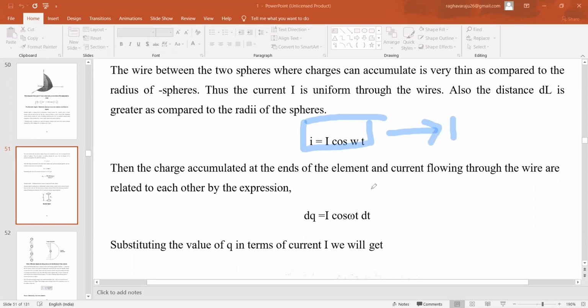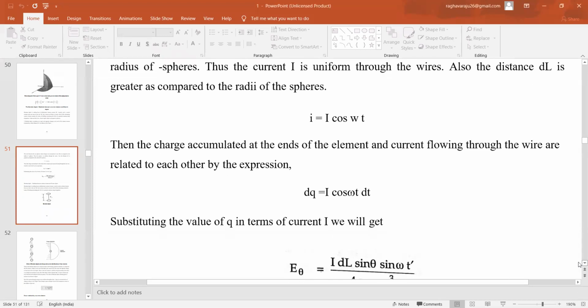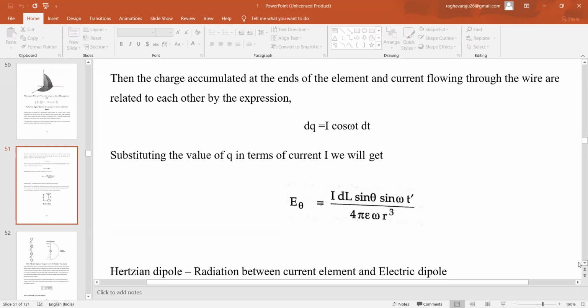Then the charge accumulated at the end of the element and the current flowing through this wire are related by the expression dq equal to Im cos omega t. Substituting the value of q in terms of this current, you are able to get V theta equal to I dl sin theta sin omega t by 4 pi epsilon omega r power 3.